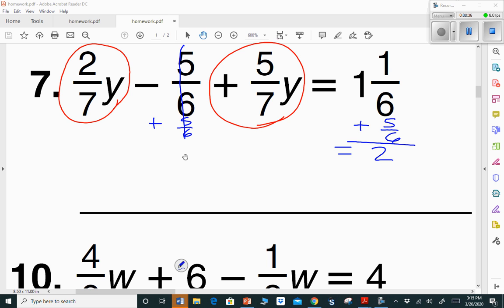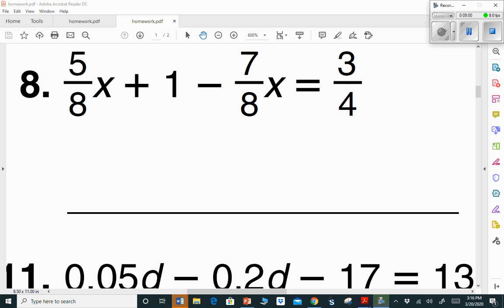And then let's go ahead and combine our y terms. 2/7 plus 5/7 makes 7/7, which is just the same thing as 1y, or y. So that was actually quite simple. Y equals 2. You go ahead and work number 8 on your own. 5/8 x plus 1 minus 7/8 x equals 3/4. Pause the video and turn it back on when you're ready to check.